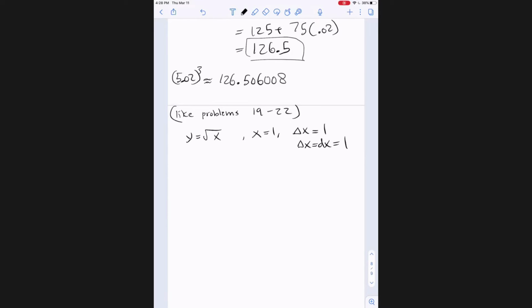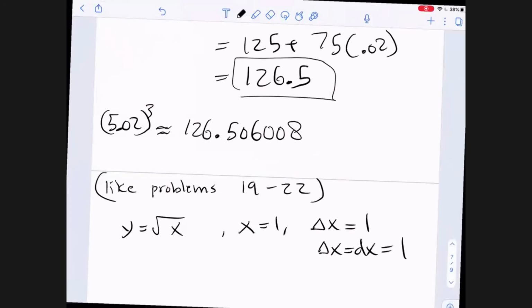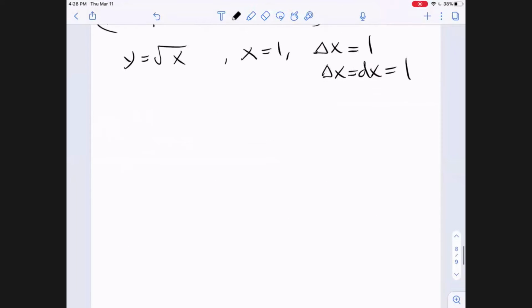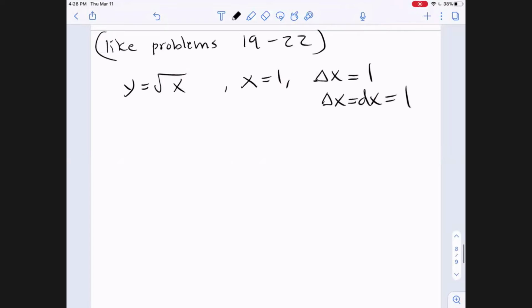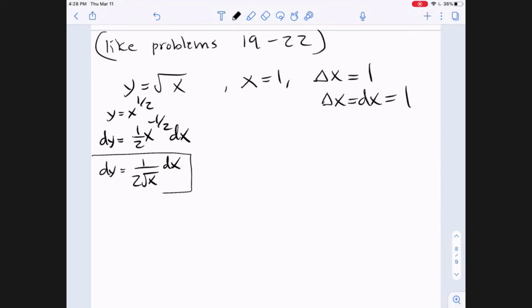All right, so first, let me go ahead and turn this way. I'm going to show you how to get all those. If y equals square root of x, that's x to the 1/2. Let's figure out what dy is. dy would be 1/2 x to the negative 1/2 times dx. Remember, it's the derivative times dx, which would be 1/2 times the square root of x dx. So there is dy.